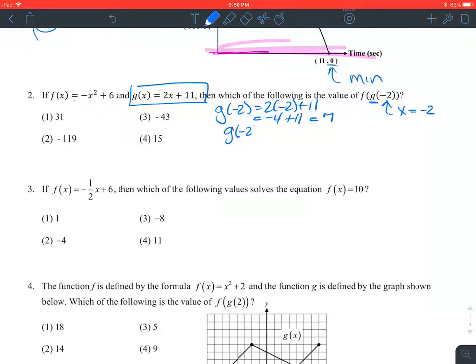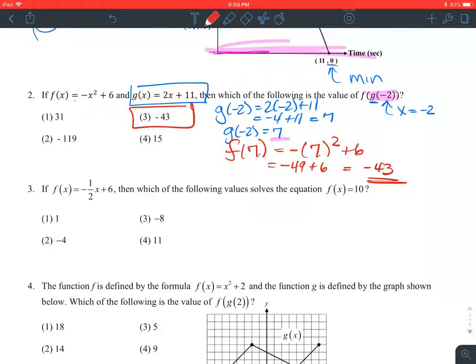So if we know that g of -2 is 7, that means that we can replace this whole thing here with that value, 7. So we just have to evaluate the function f at 7. F is taking the opposite of the input value squared and then adding 6. So while 7 squared is 49, we're taking the opposite of that. So -49 plus 6 is going to give us -43, which is answer choice 3. We're just going to make sure that we work from the inside out here.